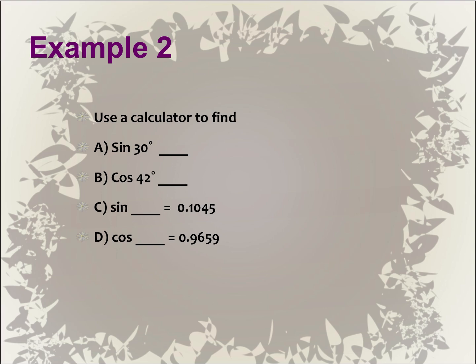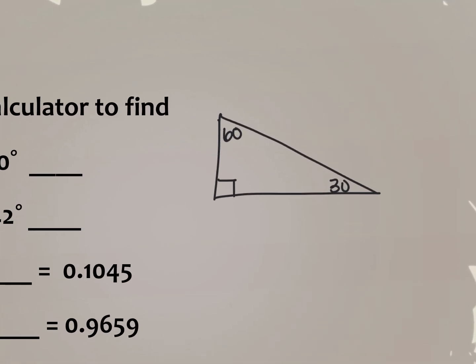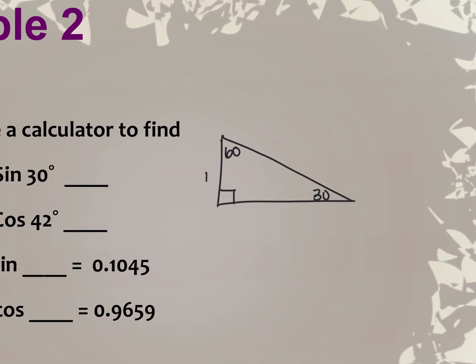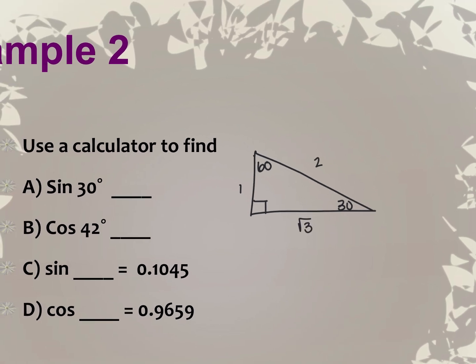Okay, I have my special right triangle. I have my 30, I have my 60 and I have my 90. Looking at it, labeling the sides, I have 1, I have 2, I have the square root of 3, and they're asking for sine 30. So just so I have it, I'm going to write my SOHCAHTOA. And I'm looking at angle 30. Sine is opposite over hypotenuse. This is my opposite side. This is my hypotenuse. I'm going to have sine 30 equals 1 over 2.